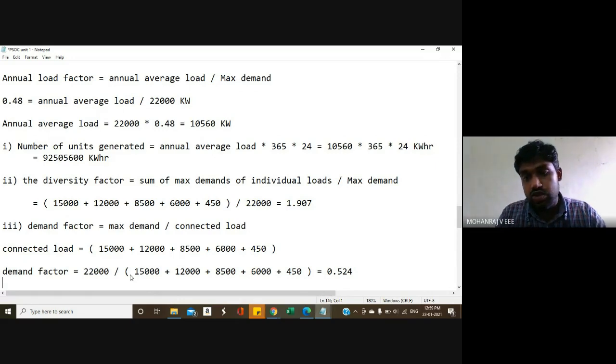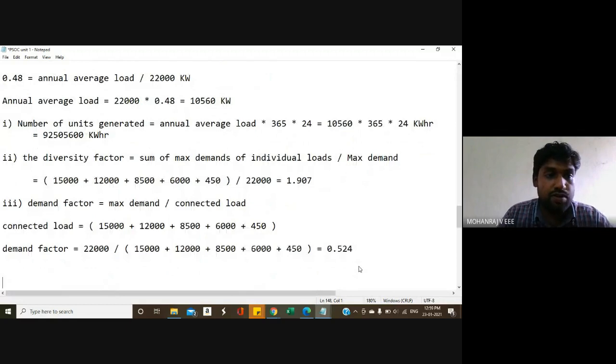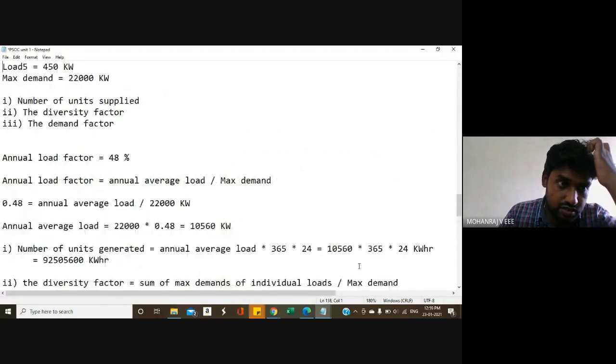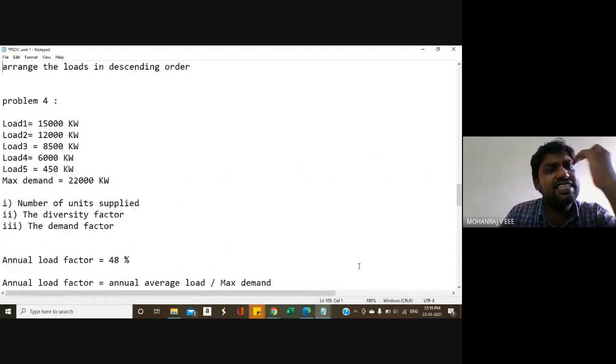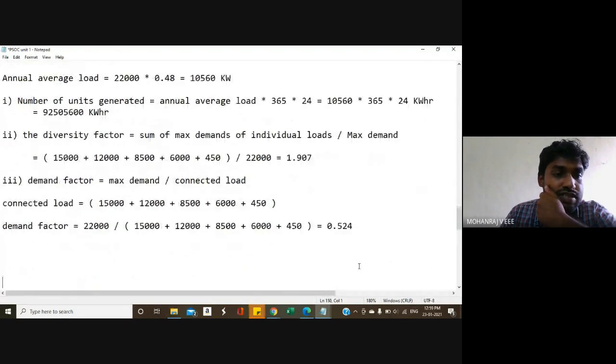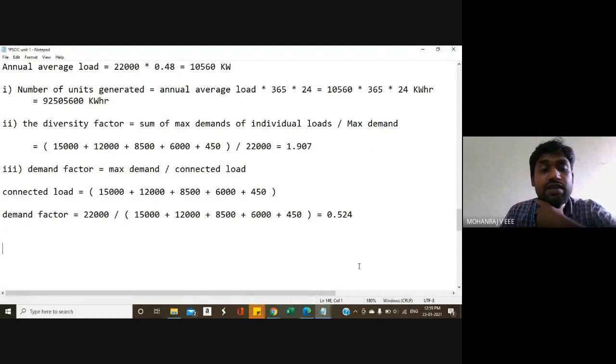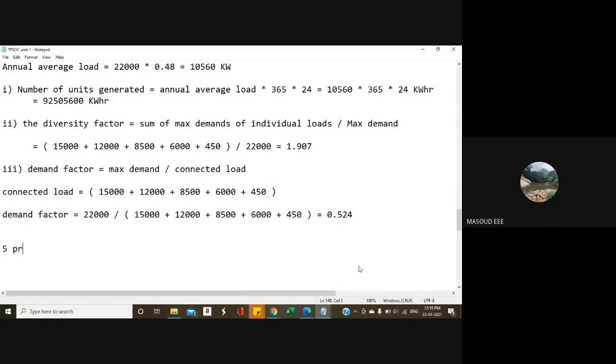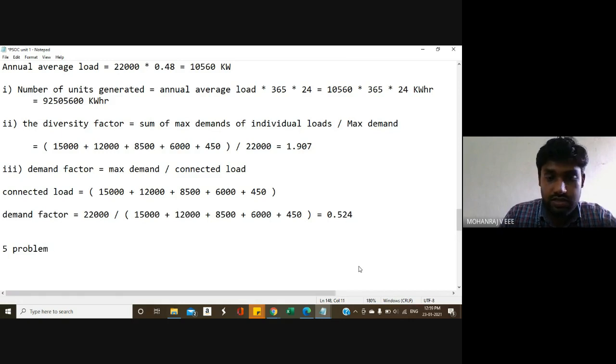Fine. So now we are done with this problem. Hope you understand. It is a very easy problem. Now let us solve our second problem of the day, the fifth problem for the course.